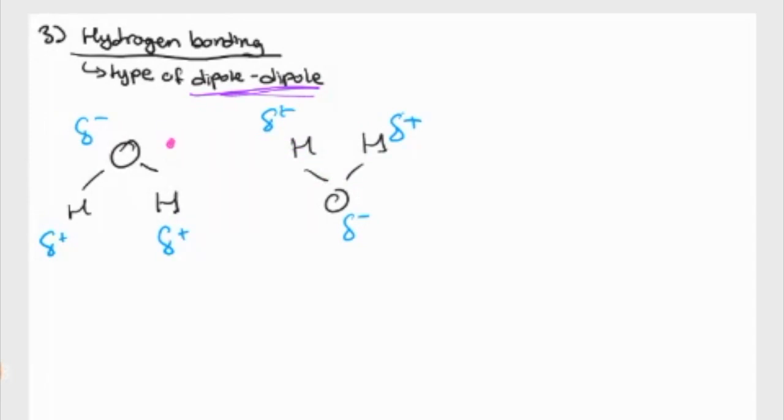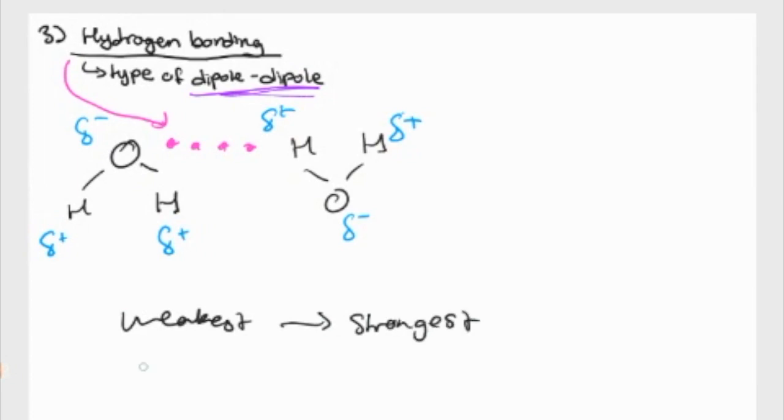Usually, hydrogen bonding includes H-F, H-O, or H-N bonds. Hydrogen bonds are stronger than most dipole-dipole forces. If written from weakest to strongest, it would be LDFs, which is the weakest, then dipole-dipole, and then hydrogen bonding.